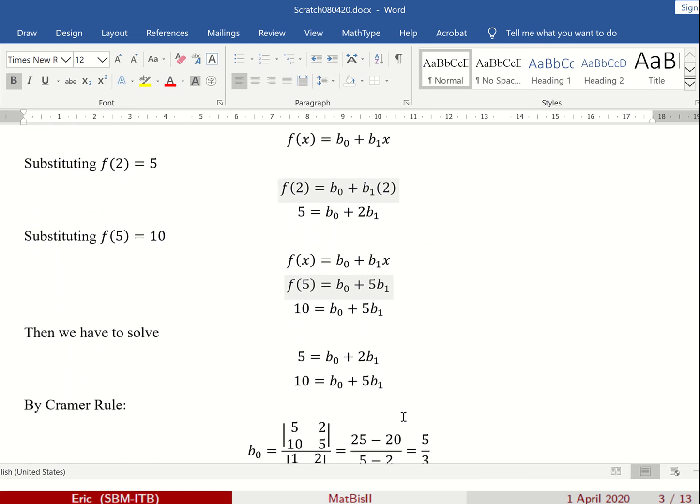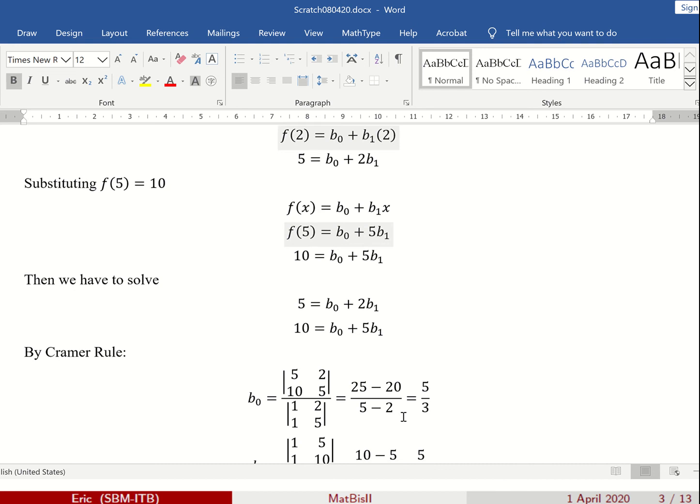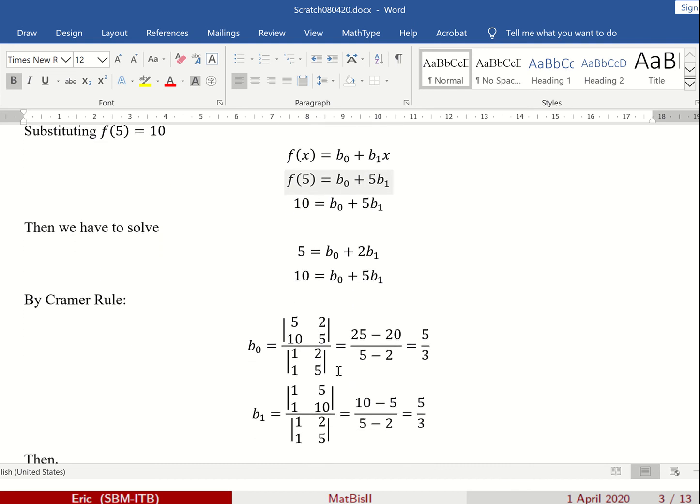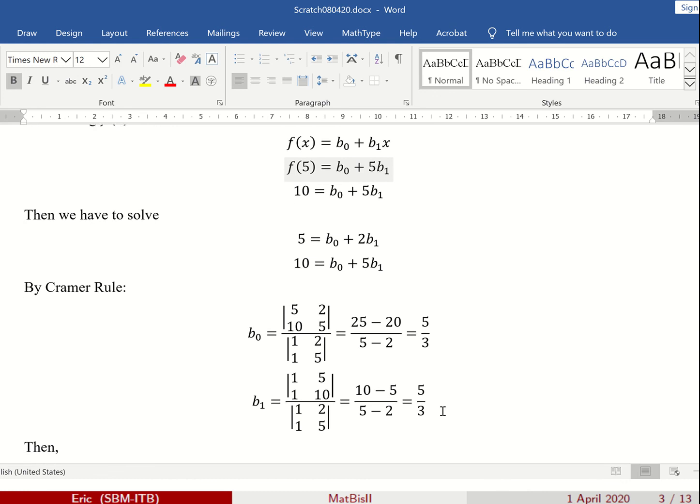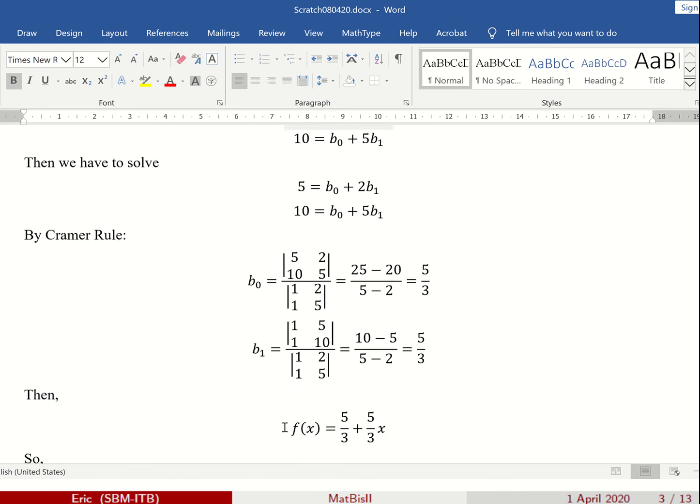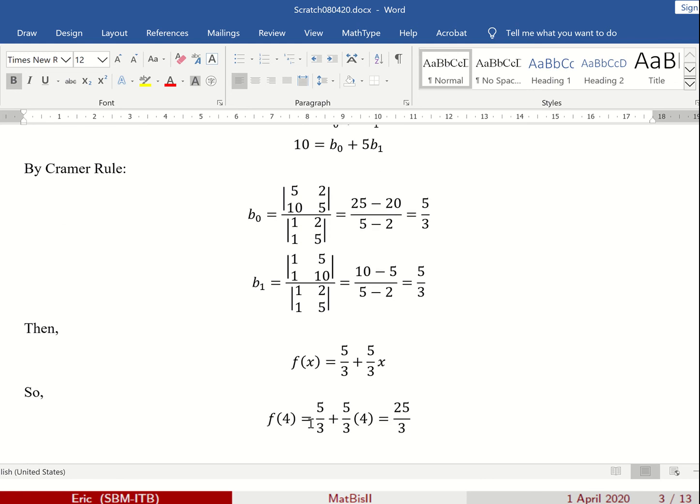In order to solve that, I just use Cramer's rule. I have b0 equals 5 over 3 and b1 equals 5 over 3. So then I have the polynomial that I want, a linear one, the equation of the line, y equals 5 over 3 plus 5 over 3 x. So at f(4), I can approximate the value to be 25 over 3.